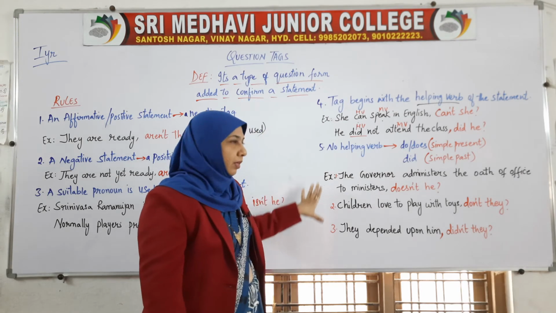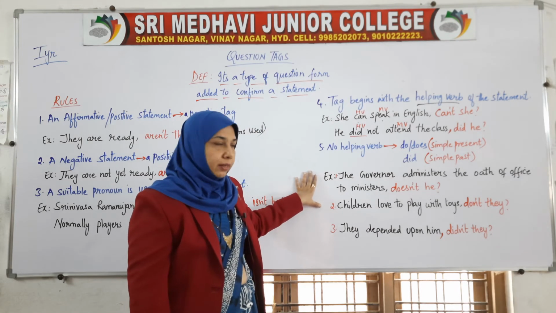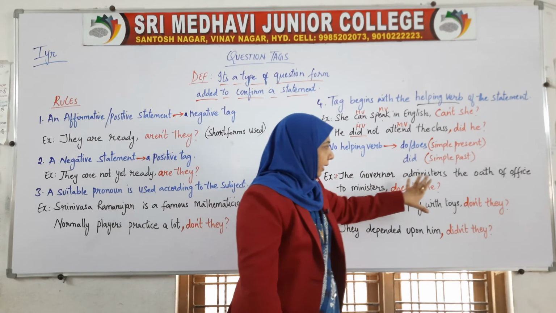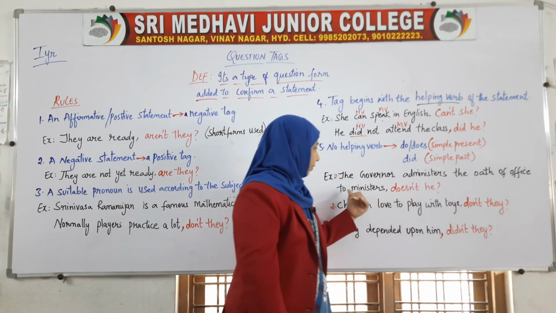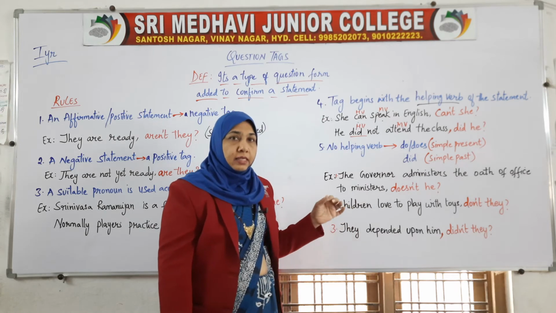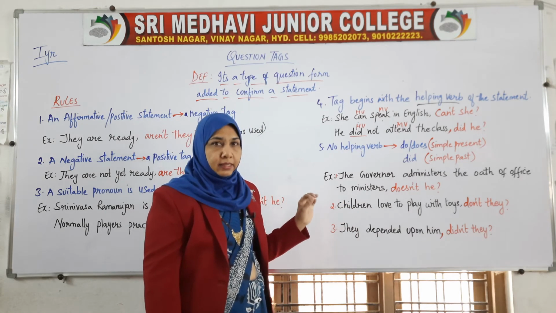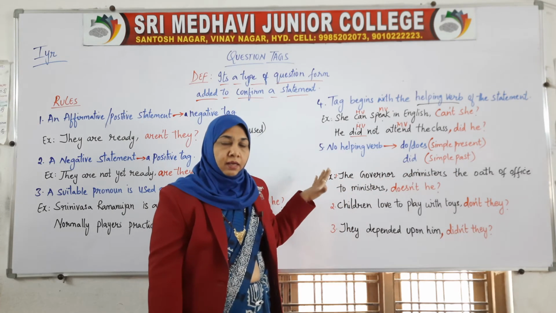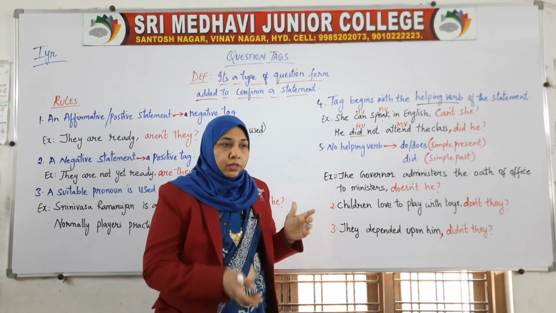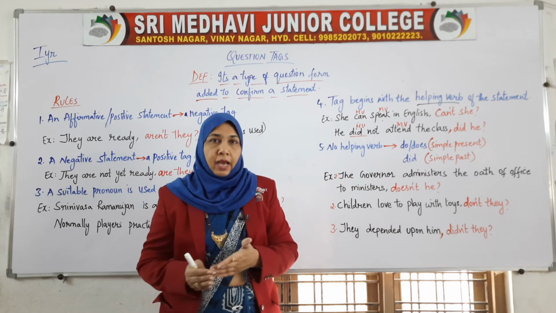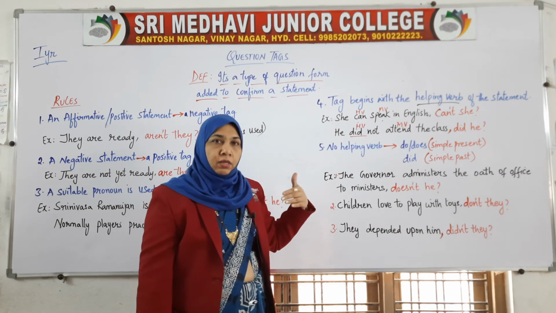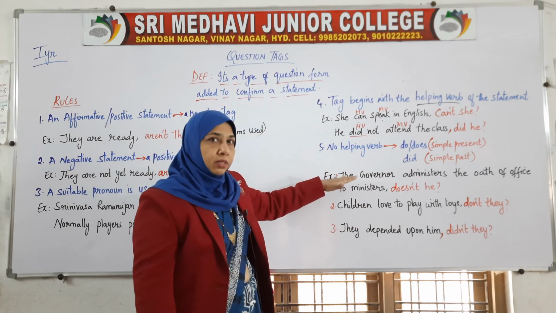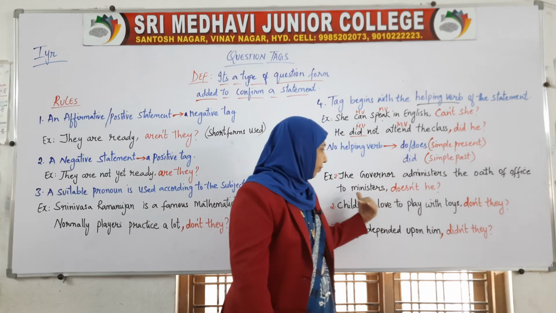Now, I have selected a few sentences to give you a clear understanding of this rule number 5. First, the governor administers the oath of office to ministers. This sentence is in the simple present tense, because here we are not using "administered", and this is a regular action of a governor. It is not happening for the first time, or for the last time. This is the regular, or you can say habitual, action of the governor. What is the action? The governor administers the oath of office to ministers.